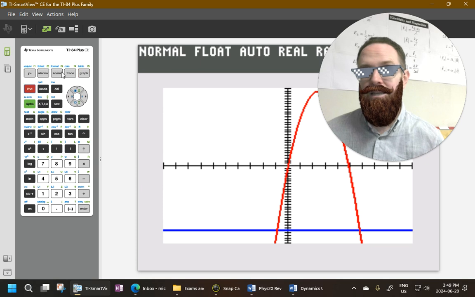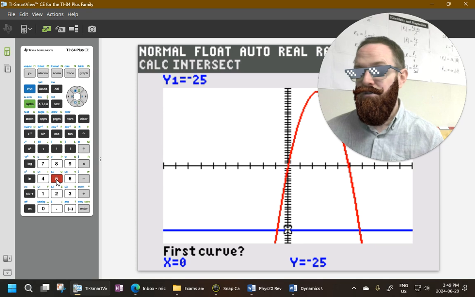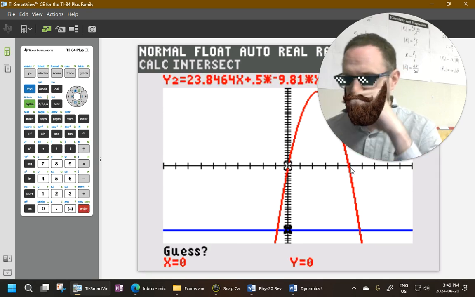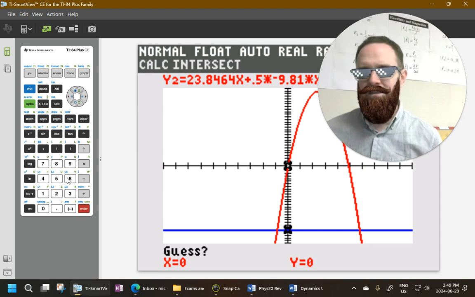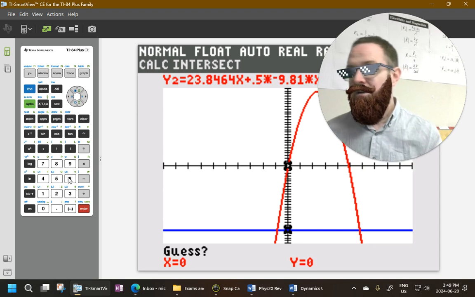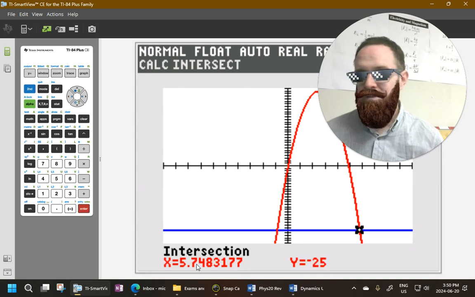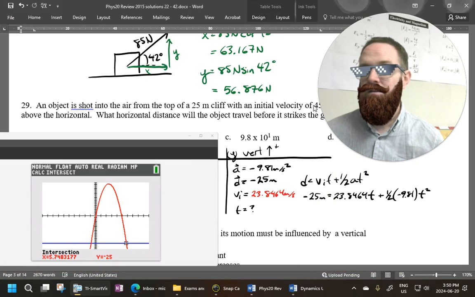So I'm going to go second, trace, 5. 5 is intersection. And there's only two graphs, so enter, enter. And then I'm just going to guess, I don't know, 1, 2, 3, 4, 5, 6. I'm going to guess 6. So when it says guess, you could just type a number in. You can move your cursor over there. I'm just going to type in 6. So there's my intersection: 5.7483. Okay, so let's move this out of the way.